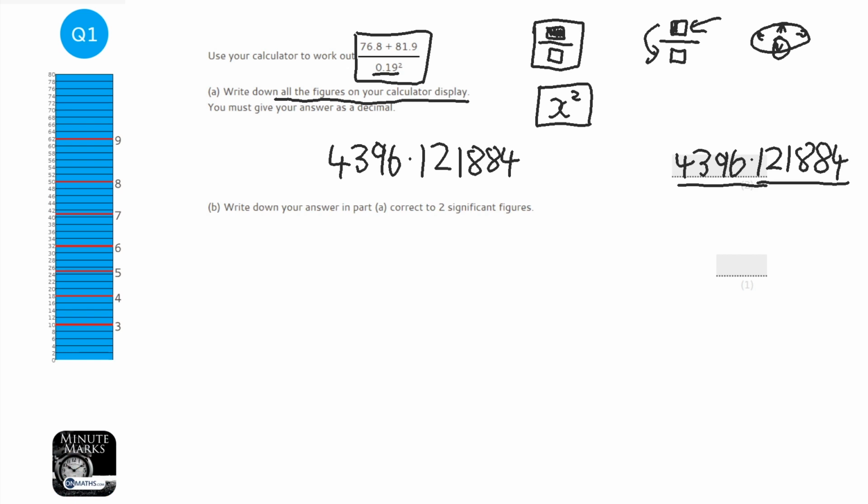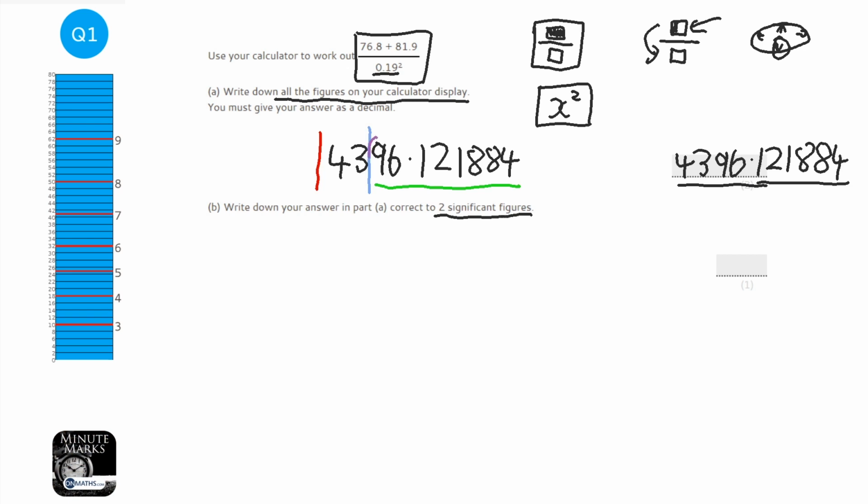Okay, so write down correct to two significant figures. Now, to do two significant figures, we start counting at the start of the number. So I'm going to do a red line where you need to start counting, and you just count 1, 2 numbers. The blue line is where I've stopped counting. Now, all of these numbers here are going to be reset to 0. They're going to go away. Well, not quite. Let's come to that later.